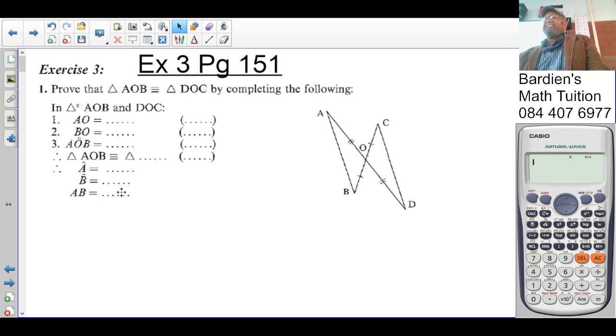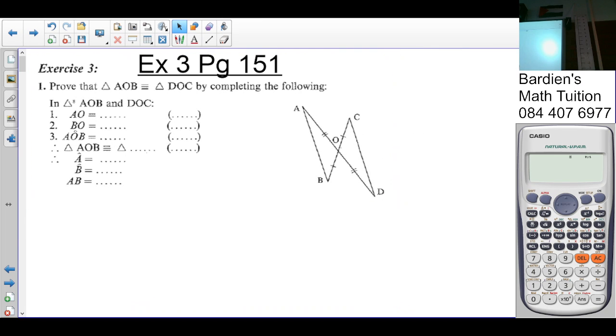Not yet. Okay, so I gave you exercise 3 on page 151 as homework, dealing with congruency. In the last lesson we did 2 examples, number 4 and number 7. So today I won't be looking at that. I will be looking at the remaining odd numbers of this exercise.